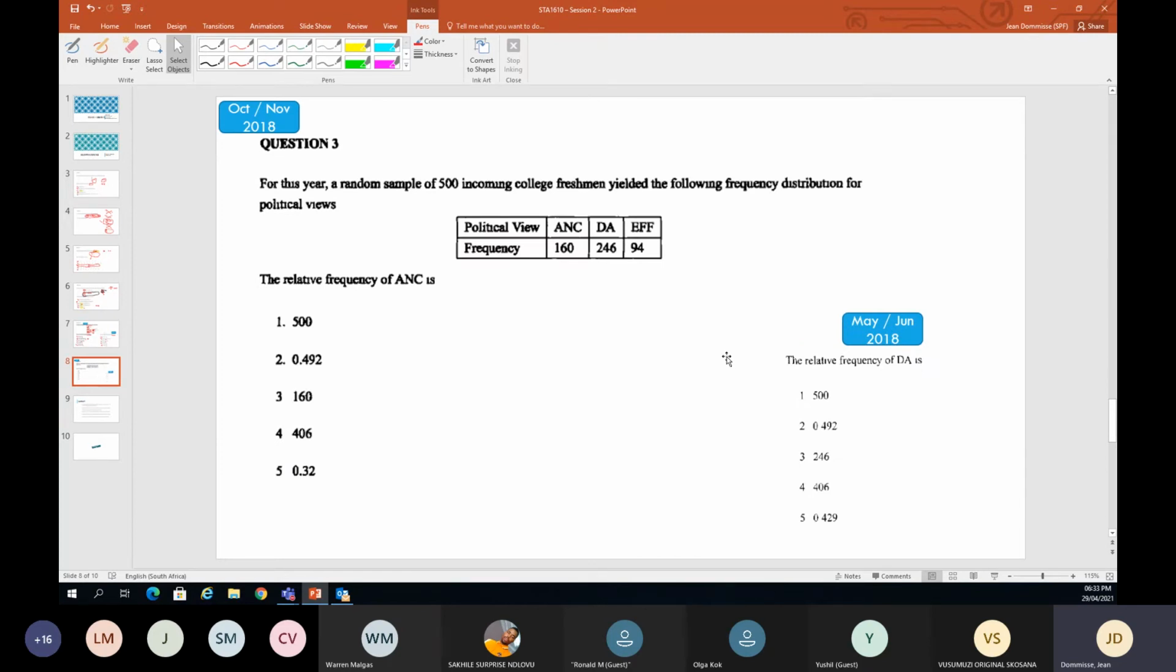Okay, so what they've also started doing quite a lot in the last 2 online exams is to ask you about frequency distribution tables. So they can ask you what is the frequency, they can ask you what is the relative frequency. Sometimes they can say what is the cumulative frequency, depending on the question. So in this paper, in October, they ask what is the relative frequency of the ANC from that table, and in the June one, they ask you for the DA. So basically looking at the same information, they just ask you 2 different questions.